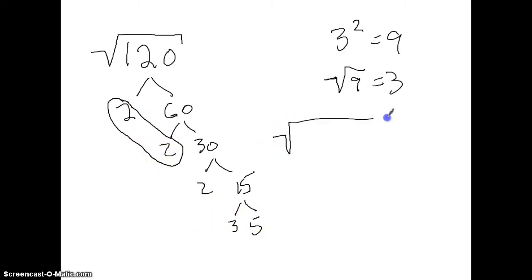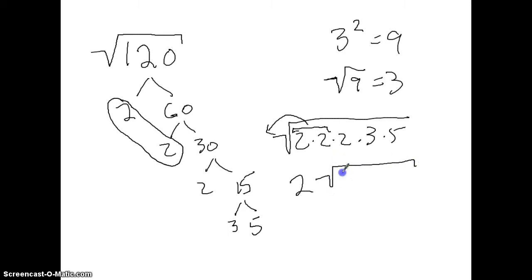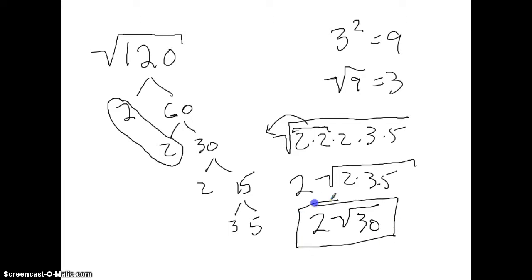So let me rewrite this. 2 times 2 times 2, 1, 2, 3 2's, and then a 3 and a 5. 3 times 5. That's equal to 120. And I'm going to take this group of 2's and I'm going to pull them outside. So it's now going to be 2 times the square root of 2 times 3 times 5. So 2 comes out, and these things are left inside. Well, 2 times 3 times 5, well, we know that 2 times 3 is 6, 6 times 5 is 30. So I can pull the 2 out, and I'm left with 30 inside. 2 times the square root of 30. Alright, so that's our simplified answer.